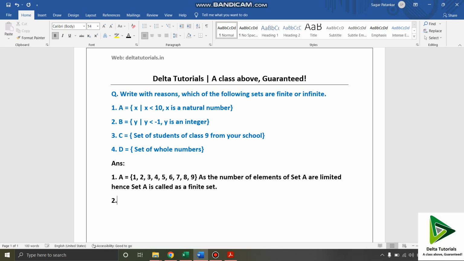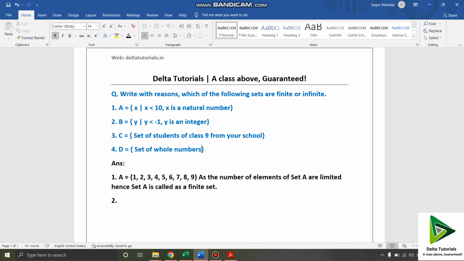Now for the second example, set B is given as B is the set of all y such that y should be less than minus 1 and y is an integer. Now consider the condition part: y is an integer. Integers start from infinity on the negative side, come up to 0, then towards the positive side the numbers continue up to infinity.